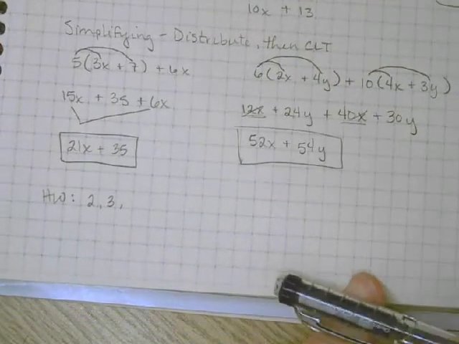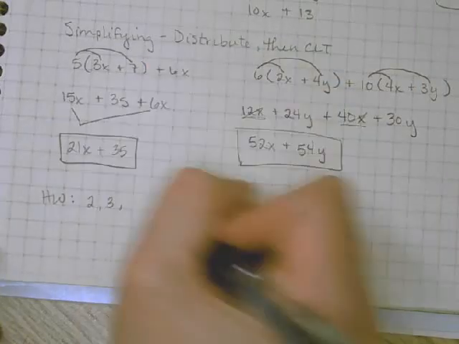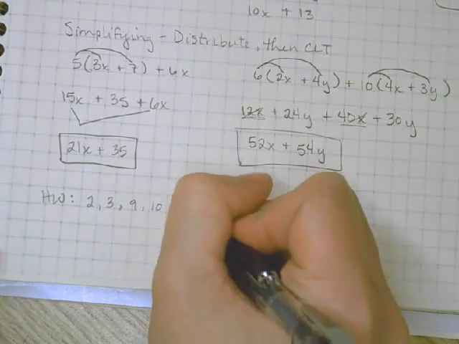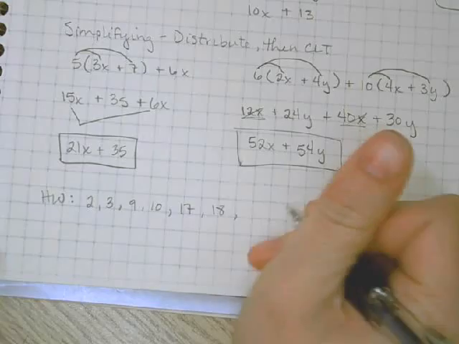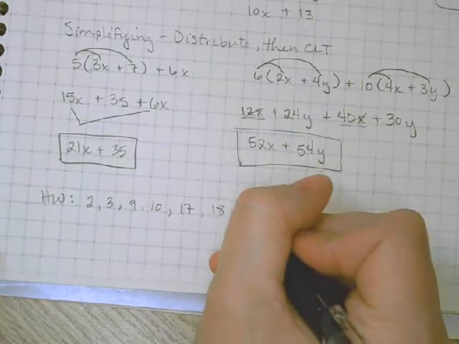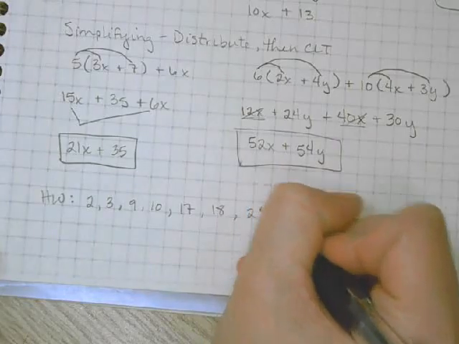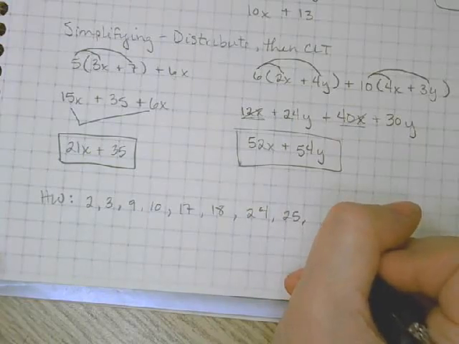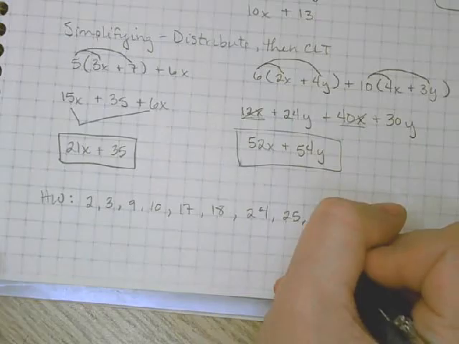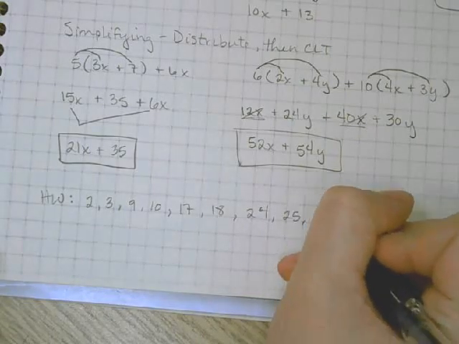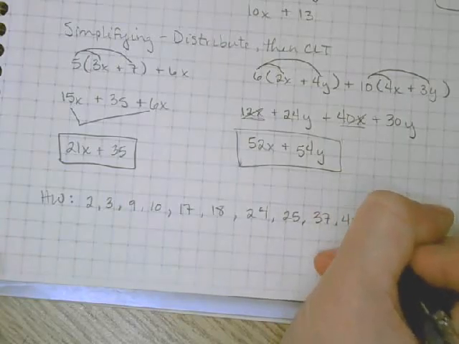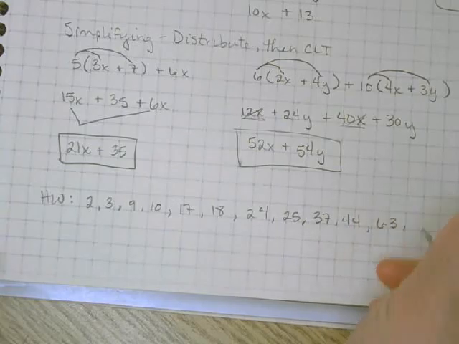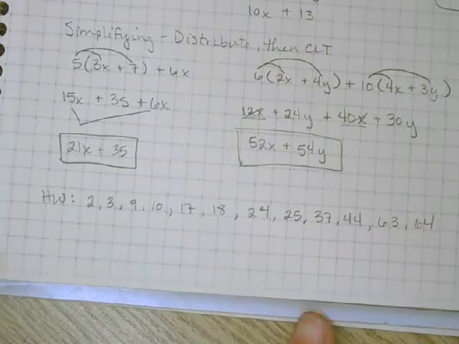For your homework for this section, number 2 and 3, number 9 and 10, number 17 and 18, number 24 and 25, number 37 and 44, and number 63 and 64. That is your classwork / homework.